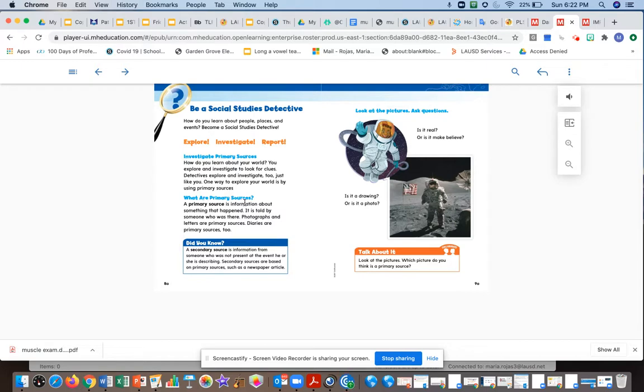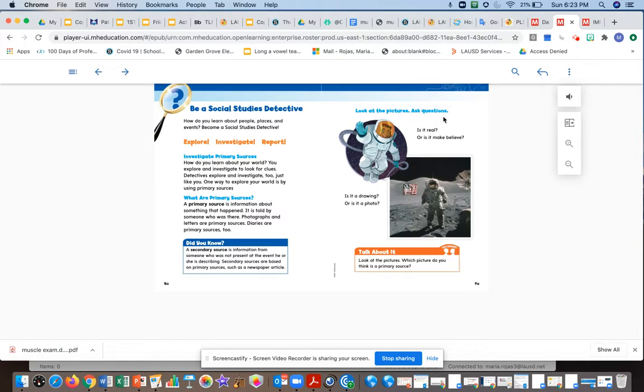What are primary sources? A primary source is information about something that happened. It is told by someone who was there. Photographs and letters are primary sources. Diaries are primary sources too. Did you know a secondary source is information from someone who was not present at the event he or she is describing? A secondary source is based on a primary source, such as a newspaper article.